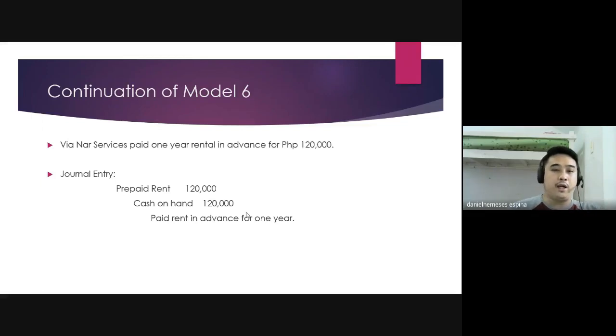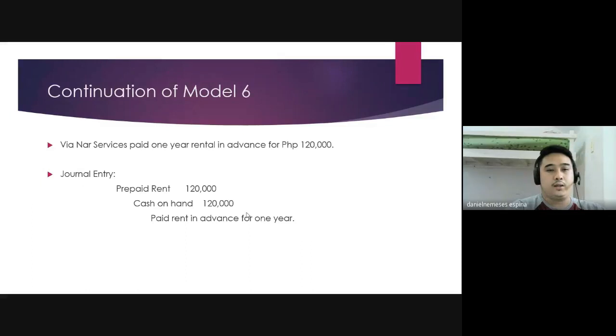The landlord cannot take your payment and then kick you out after 1 month. Otherwise, you would have paid for nothing. So, debit prepaid rent 120,000, credit cash on hand 120,000. We credit cash because of course you will use cash to pay the advance rental. Explanation: paid rent in advance for 1 year.